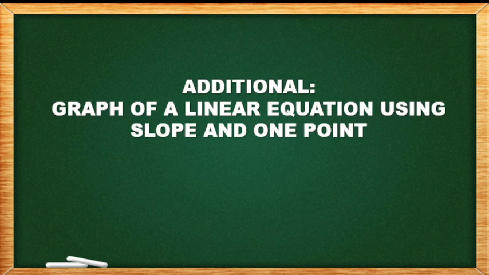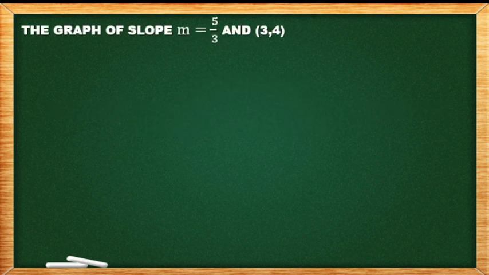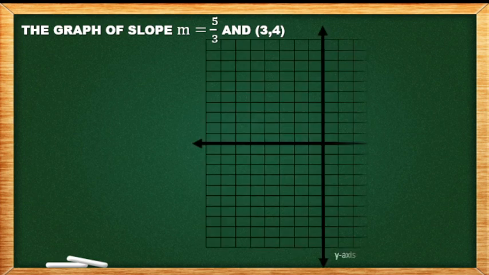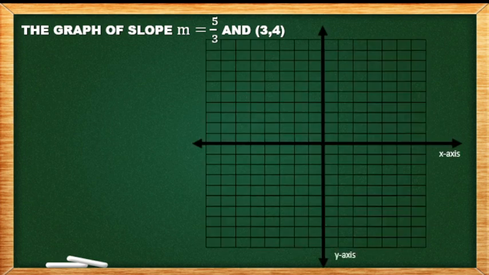Okay, additional. Graph of linear equations using slope and 1 point. Dito daw, ang given natin, slope, saka yung 1 point. Check natin kung paano to. Example, we need to graph slope m is equal to 5/3 and with point (3, 4). Cartesian plane. Unang step daw, we need to plot (3, 4). Pa-plot natin yan. (3, 4) is quadrant 1 kasi positive yung x, positive yung 4. So, ayan. This is the (3, 4).